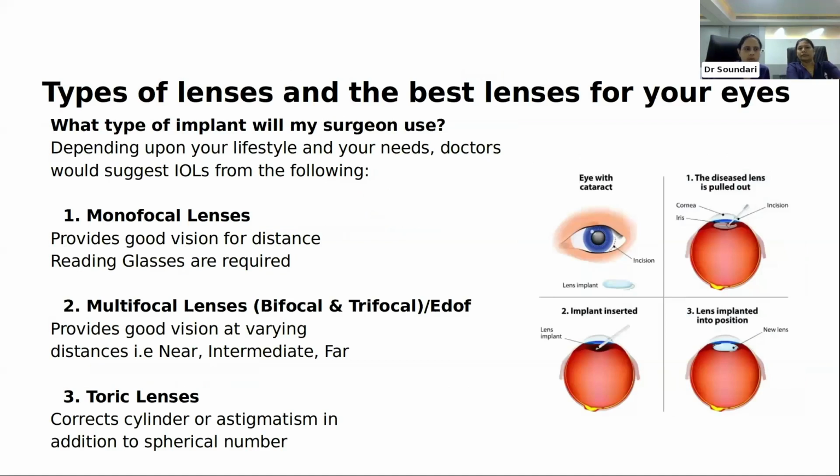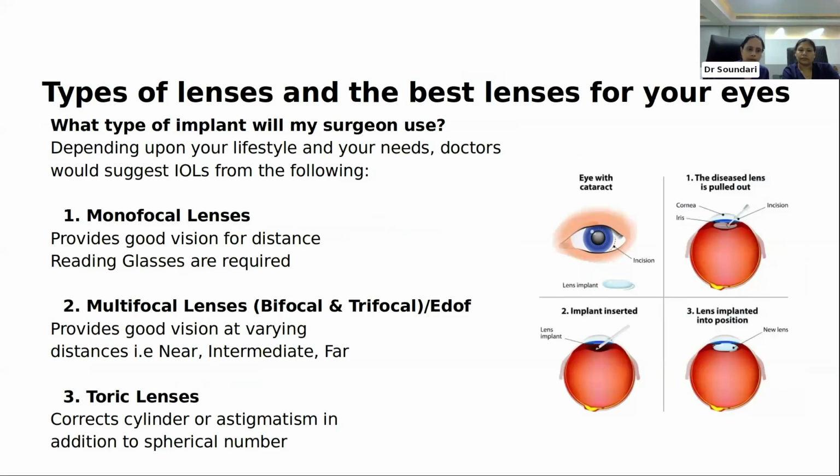So there are so many types of lenses. Usually when patients come to us for cataract surgery, they ask us, what are all the types of intraocular lenses? How do we decide upon the IOL to be implanted? It basically depends upon the lifestyle of that particular patient and their needs. So generally there are three types actually.